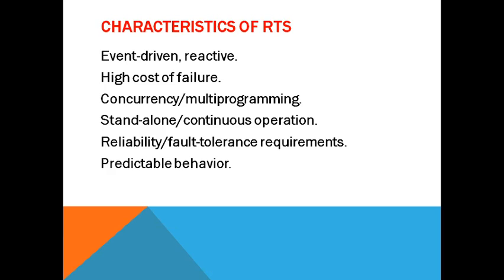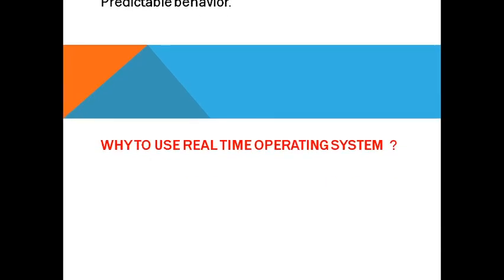Then predictable behavior. As in the case of the weather forecaster, we know that predictable nature is required, because if the same type of calculations are there, the weather forecaster can predict easily, on the basis of previous experiences, past experiences, that such type of weather will occur again. So predictable behavior is a characteristic of a real-time system.